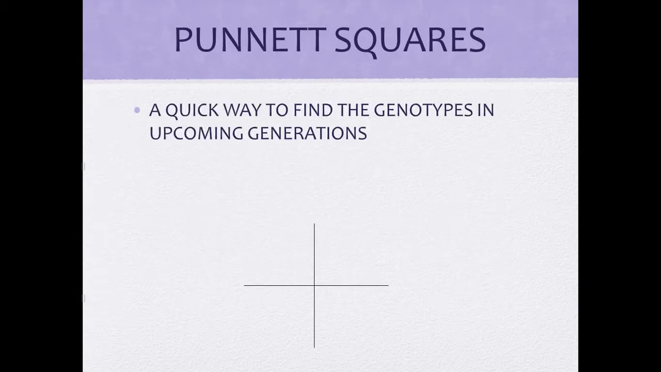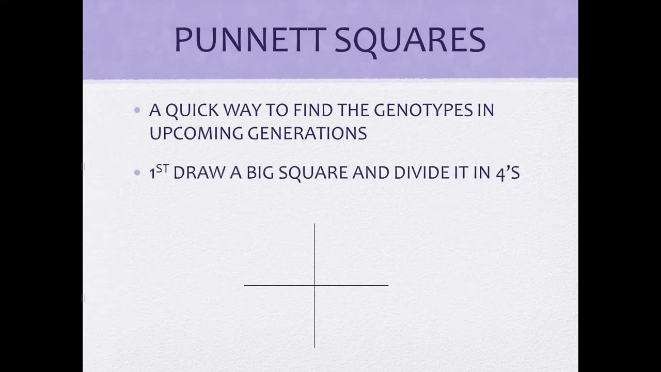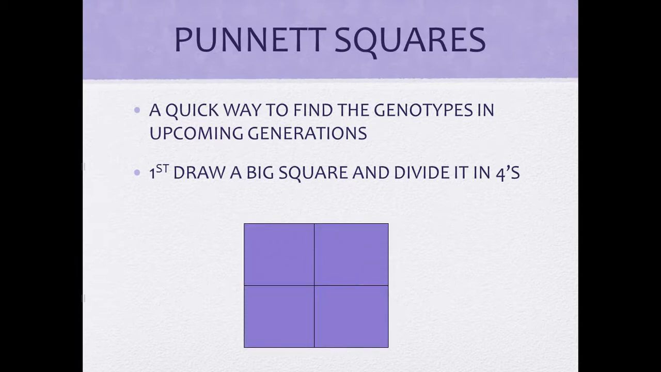A quick way to find the genotypes in an upcoming generation is to use a Punnett square. Remember, the genotypes are the allele combinations. We represent alleles using either capital or lowercase letters. To do the Punnett square, first you draw a big square and you divide it into 4 blocks.